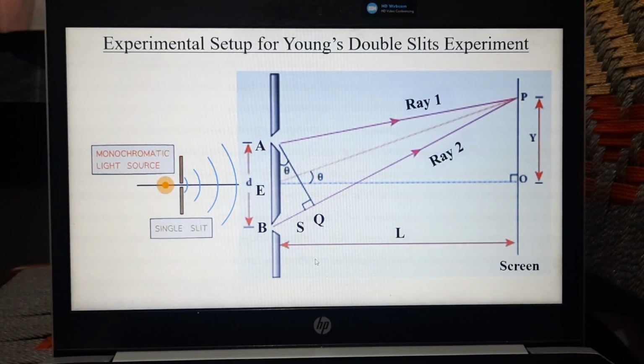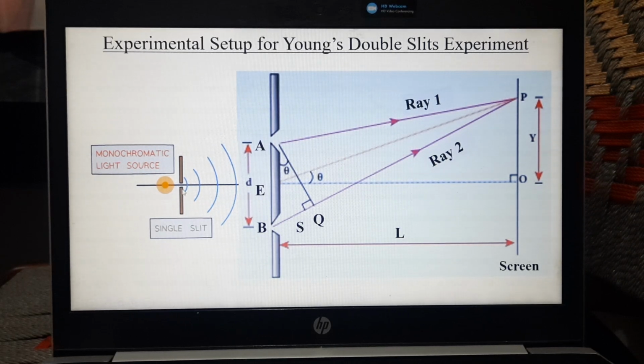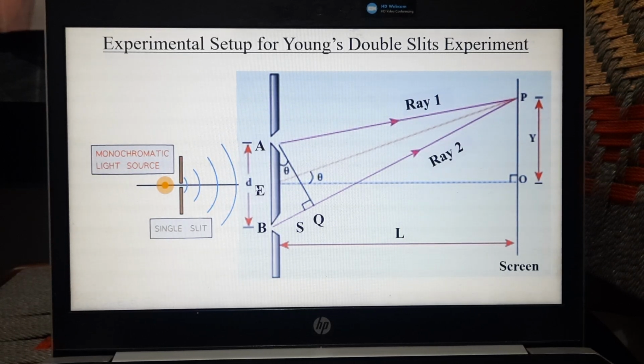This is the experimental setup for the Young's double slit experiment. Here we are placing a monochromatic light source which is incident initially on a single slit in order to make the beam as focused or concentrated. We are going to make it rectilinear, and after that the light waves are incident on two slits.